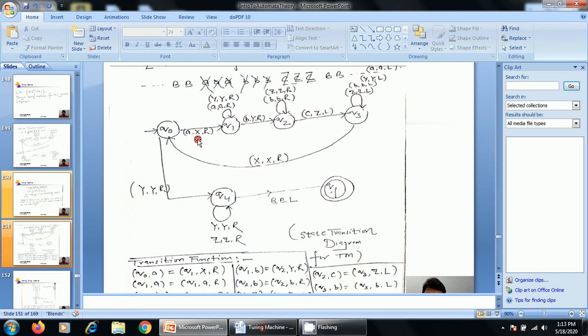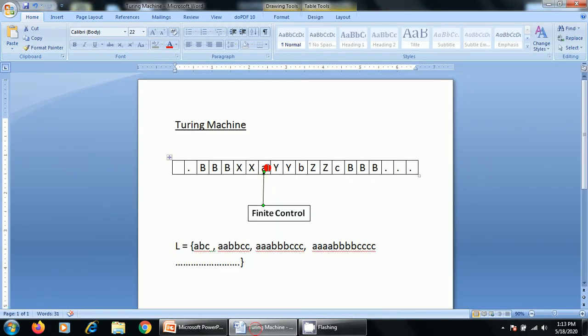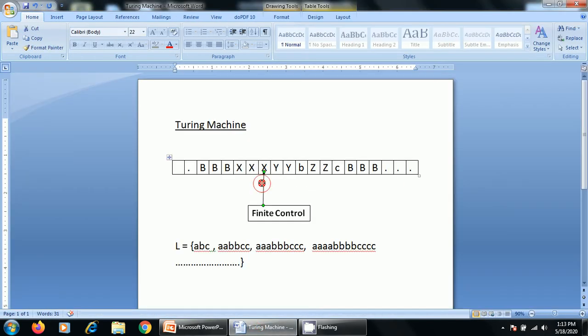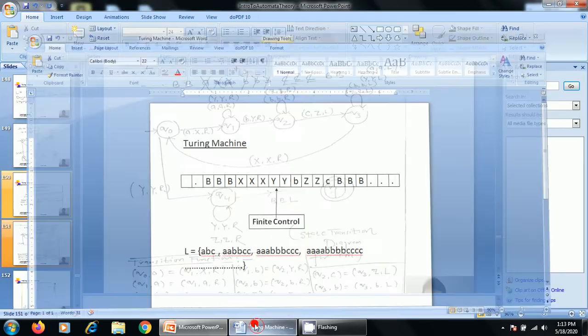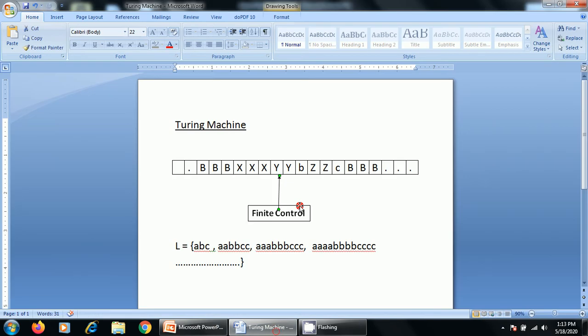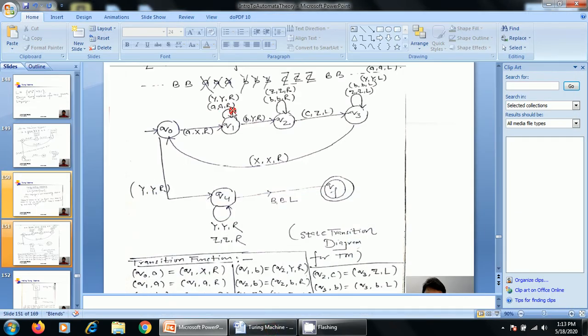For the third A, if input is A, make it X and move right. Now see, now we are at this position. If there is a Y, keep it Y and move right. Okay. Now if there is a B, make it Y and move right.